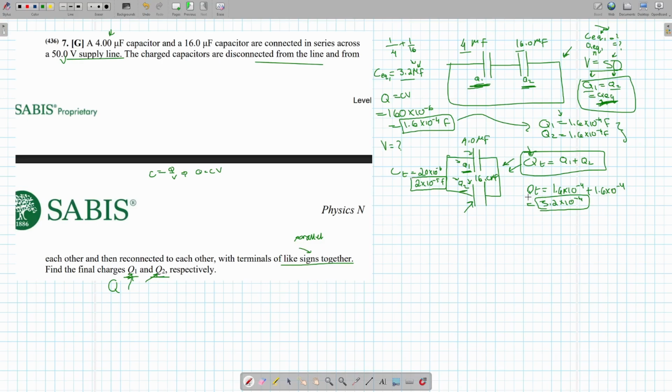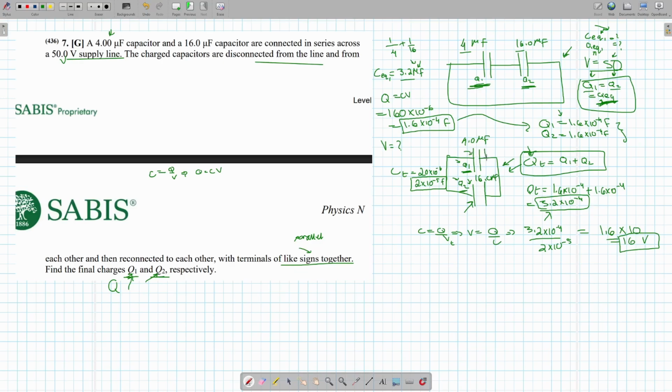So we have the total capacitance and we have the total charge. So using C is equal to Q over V, then we can easily find what the total voltage is. It's going to be Q over C, so it's going to be 3.2 times 10 to the minus 4 over 2 times 10 to the minus 5, which you get is 1.6 times 10, which is 16. Let me just check this. Yeah, so it's 16 volts.